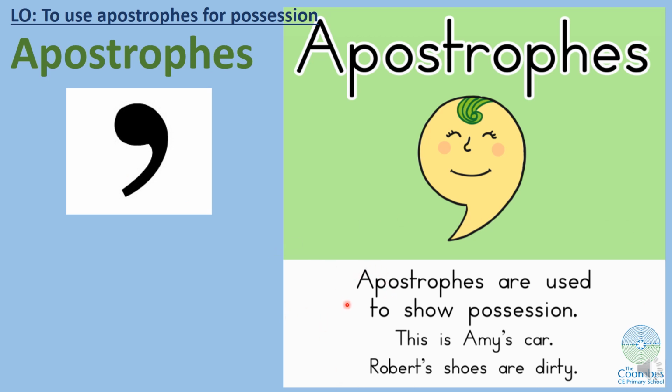So apostrophes are used to show possession. So they're used to show that something belongs to someone. It's someone's belonging. So we've got this is Amy's car. The car belongs to Amy. Well done. And then we've got Robert's shoes are dirty. The dirty shoes belong to Robert. Well done. And they've got the apostrophe there to show who it belongs to. You can keep that in your mind. We will be coming back to that in just a moment.